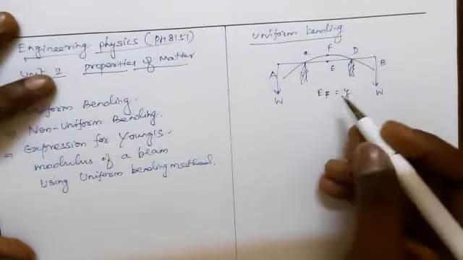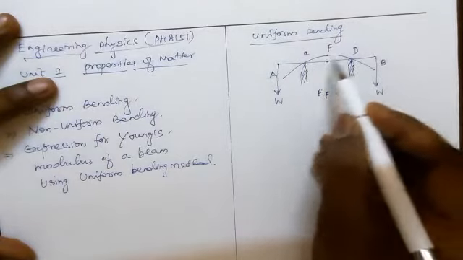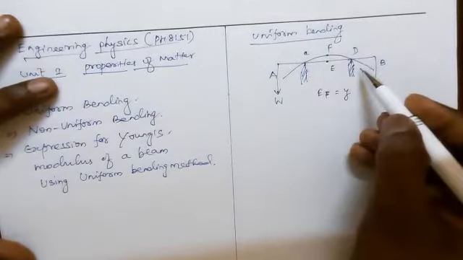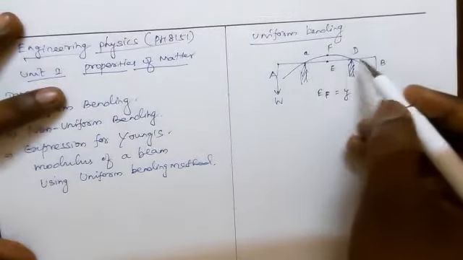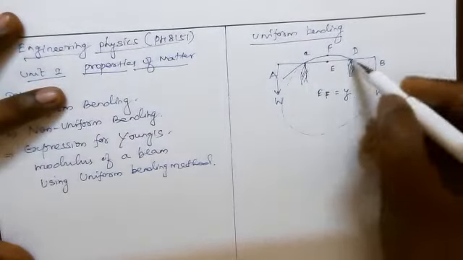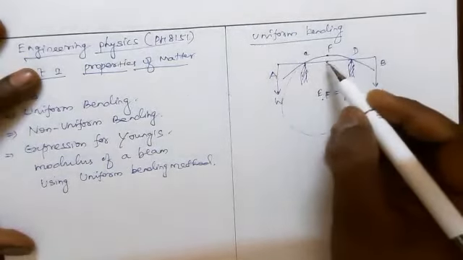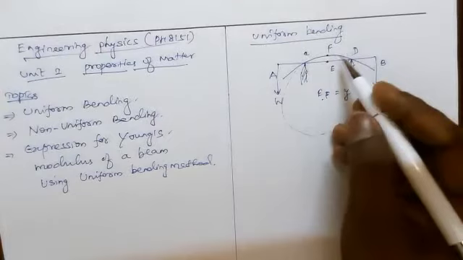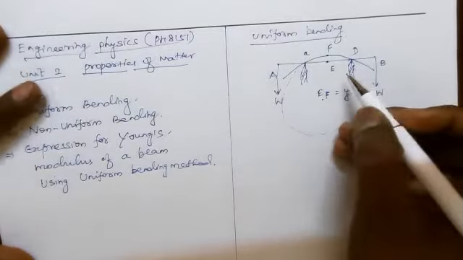Why do we call this uniform bending? Because, look here, the bending of the beam forms an arc of a circle. That is, this part produces an arc. Suppose we extend this curve, it produces a circle, and every element of the beam has the same radius of curvature. Therefore, this is called uniform bending.